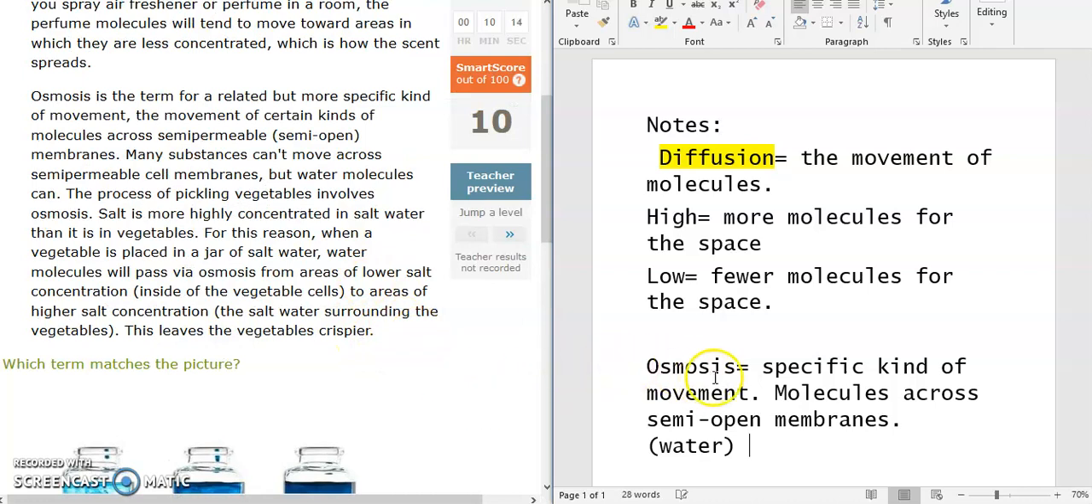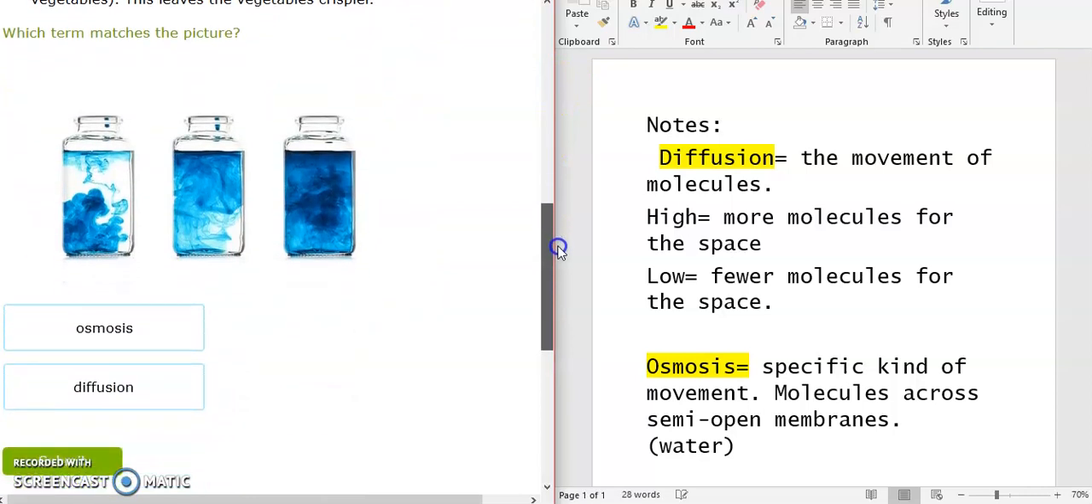All right, so I have diffusion and I have osmosis. Now, osmosis was pulling one thing out of another, and diffusion is pretty much spreading a substance around. So I'm going to look down here at my picture that I've been given. All right. So it asks me which term matches the picture. I've got three different pictures of jars of water. In the first one it looks like they poured a blue dye in. Then I see it kind of mixing around. And then I see it fully mixed into the water.